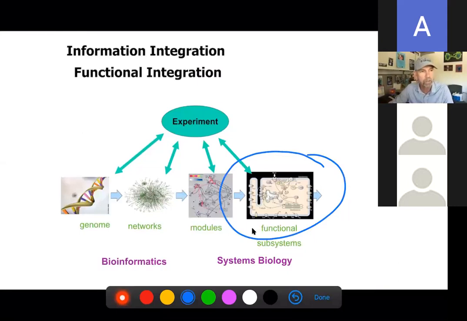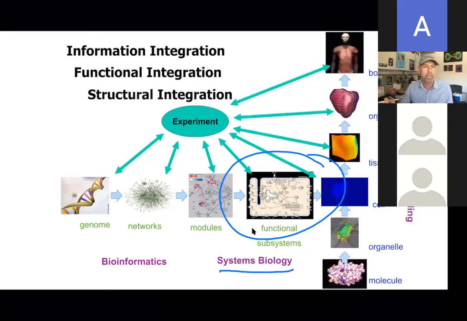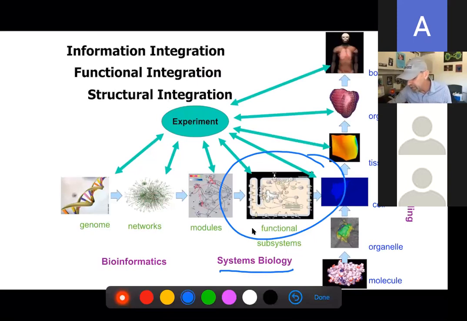You take function of components and you predict function of systems. And I think this is, from a fundamental point of view, the core goal and purpose of systems biology, to take the functions of components and predict the functions of systems. Again, it's integrated. But there actually is a third kind of integration, and that is integration across physical scales of biological organization, from molecule to organelle to cell to tissue to organ to body to population.